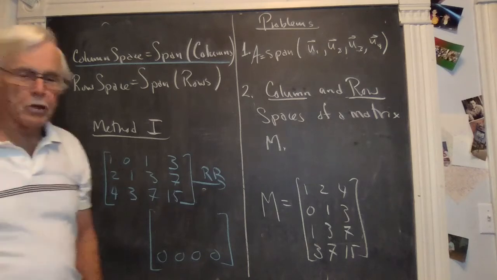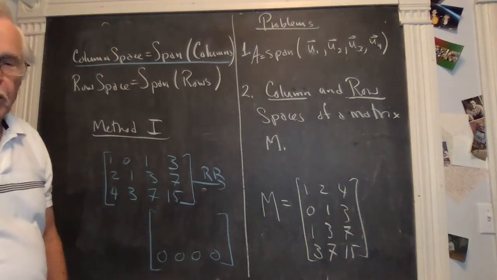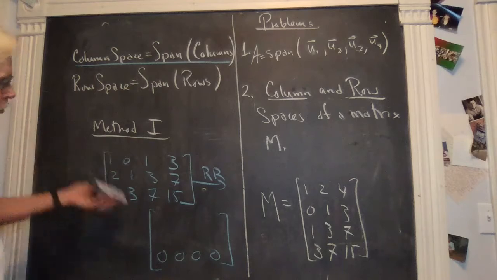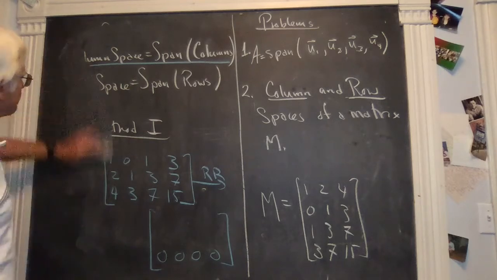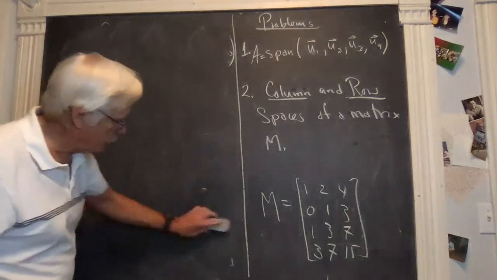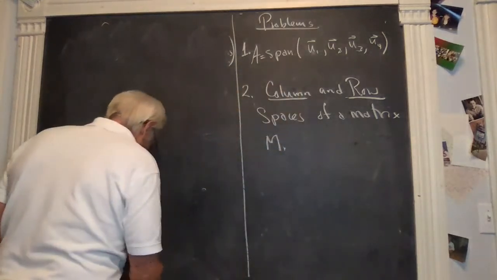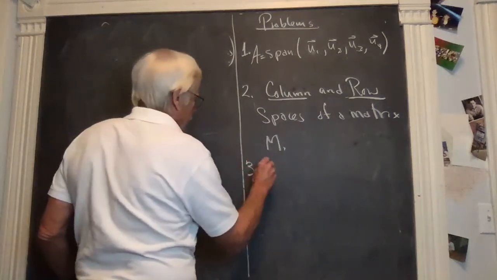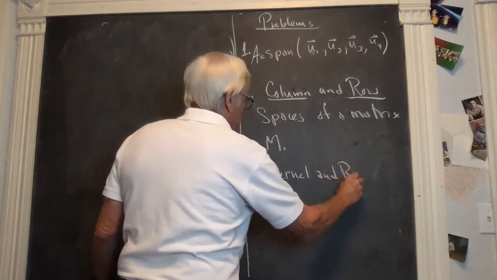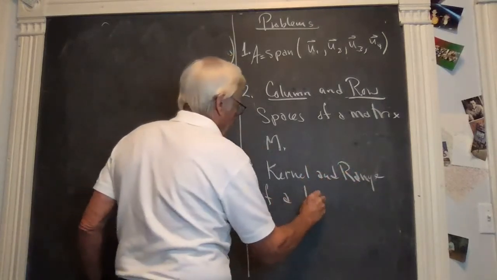And the same thing goes with finding the row space. And these are the problems that I'll give you for homework, working on row space and column space. And they all work the same. I think in some respects, the hardest one to get your head around, because there's plenty of room for making errors, is finding the kernel and range of a linear transformation.